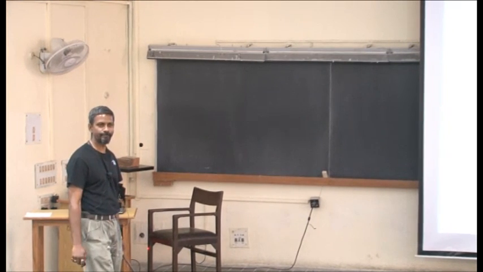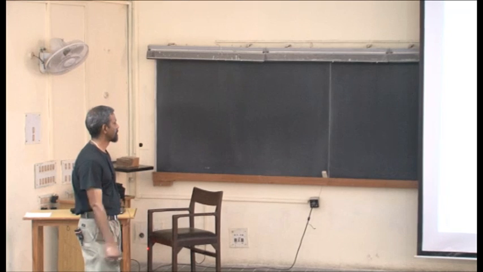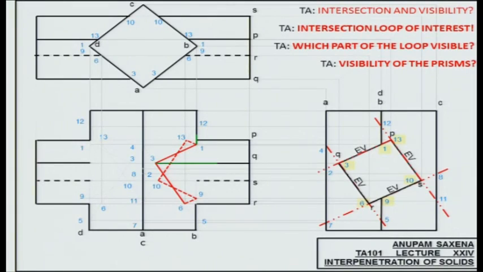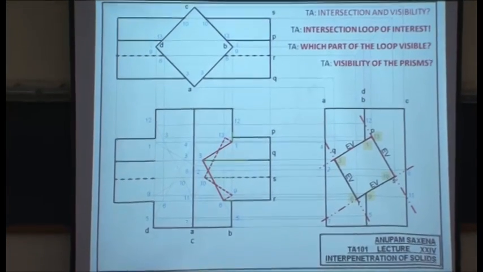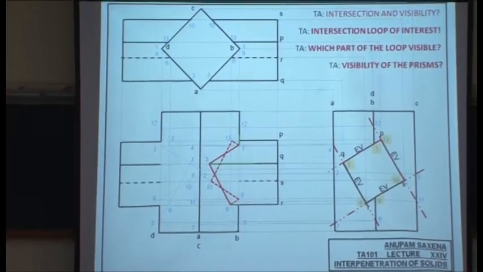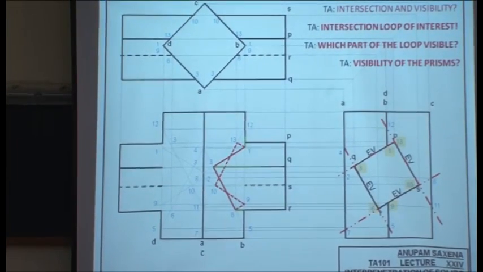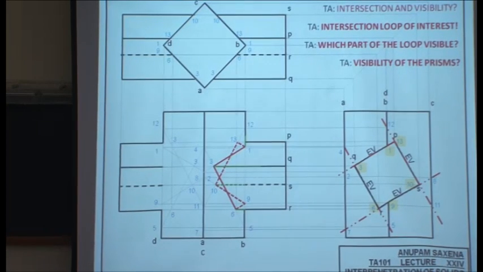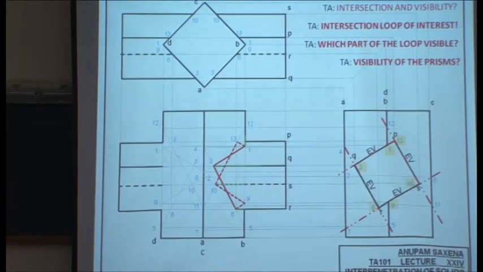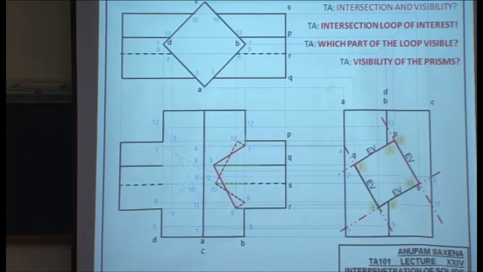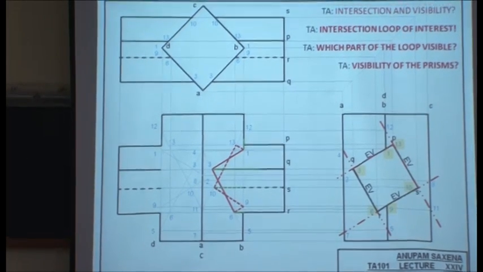This is going to be visible, that will be visible, this will be visible, this one here will be hidden. Why is that? S is on the back side.